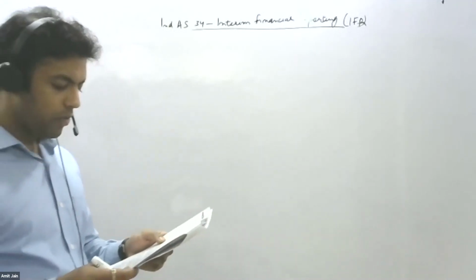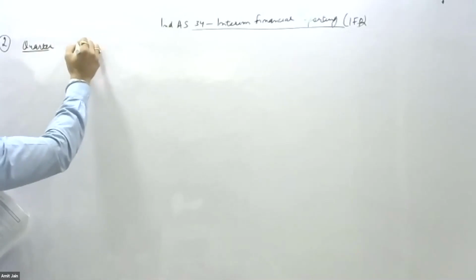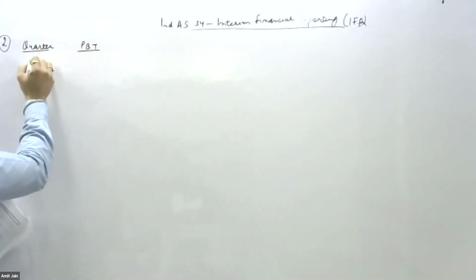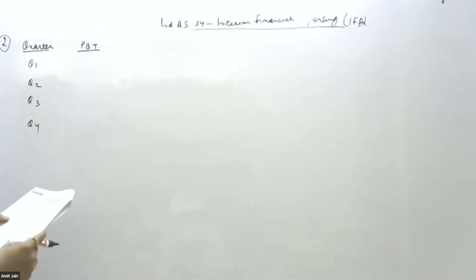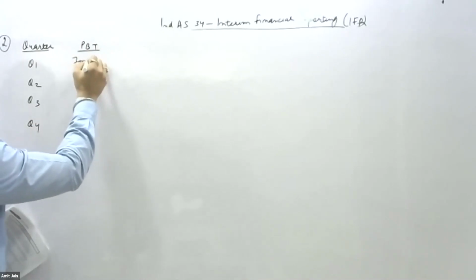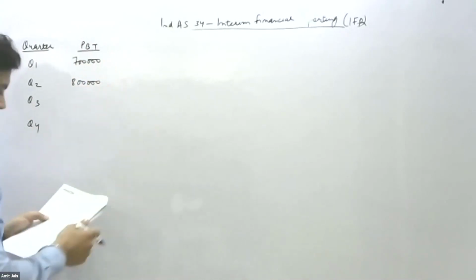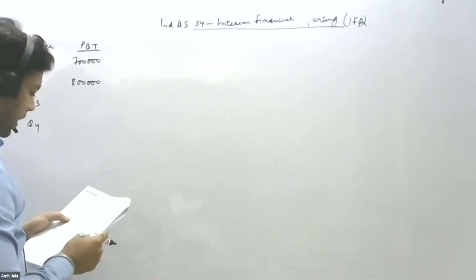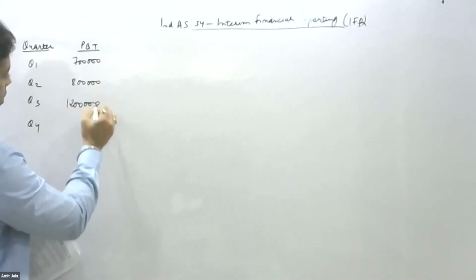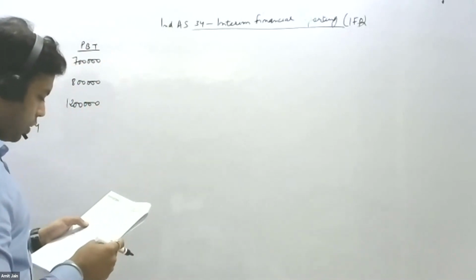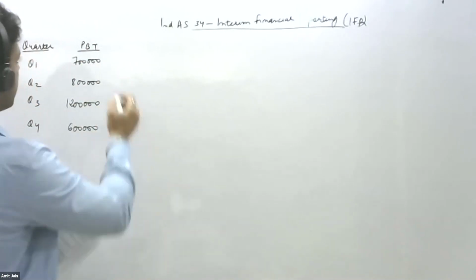Estimated income of the quarter has been given. Okay, let me plot this. This is quarter and this is PBT, right? Q1, Q2, Q3 and Q4. What is PBT? 7 lakh rupees, right? Then we have 8 lakh rupees in quarter 2. Then we have 12 lakh rupees including 8 lakh rupees. Quarter 3 is 12 lakh rupees and this is 6 lakh rupees. And this is including capital gain.